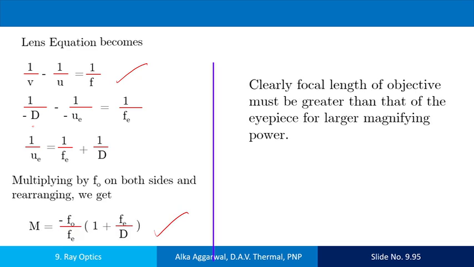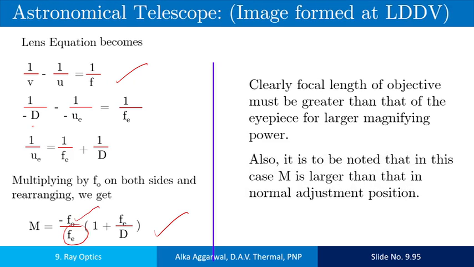Now from this, for a large magnifying power, the focal length of the objective must be greater than the focal length of the eyepiece. Also, it is to be noted that in this case M is larger than that in the normal adjustment position.